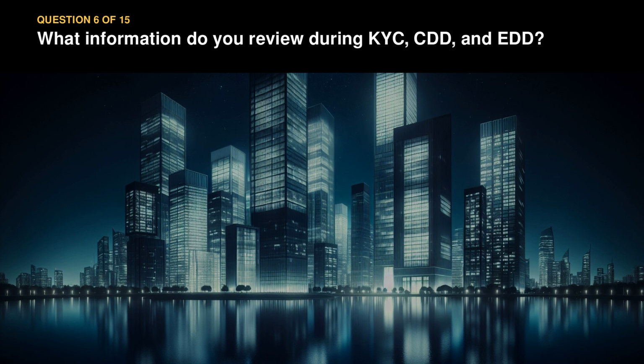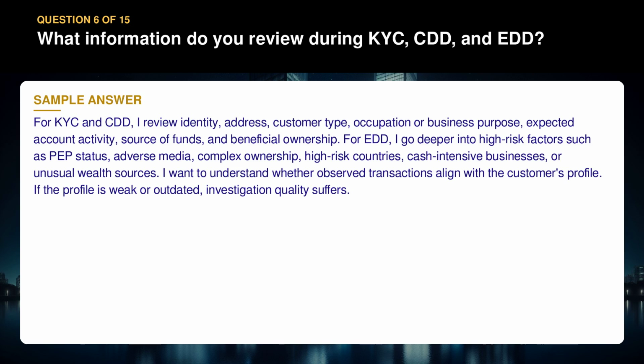Question 6. What information do you review during KYC, CDD, and EDD? For KYC and CDD, I review identity, address, customer type, occupation or business purpose, expected account activity, source of funds, and beneficial ownership. For EDD, I go deeper into high-risk factors such as PEP status, adverse media, complex ownership, high-risk countries, cash-intensive businesses, or unusual wealth sources. I want to understand whether observed transactions align with the customer's profile. If the profile is weak or outdated, investigation quality suffers.